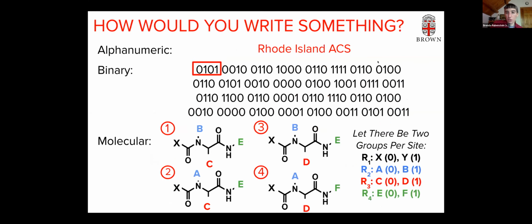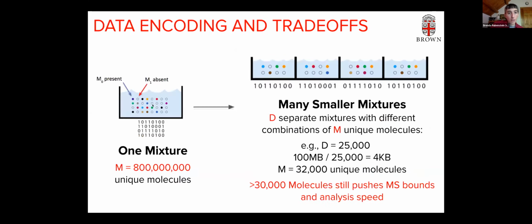Just as a practical example of how this works, if I have some set of words, let's say Rhode Island ACS, and I want to store those, I would convert that into binary. And then from binary, I would assign a molecule to each bit. Again, this is the simplest sketch so that you have an idea. Maybe the first bit is molecule 1 on the left here, the second bit is molecule 2 and so forth. These differ from each other chemically so that when we mix these together, I can easily detect which one's which using, let's say, mass spectrometry.